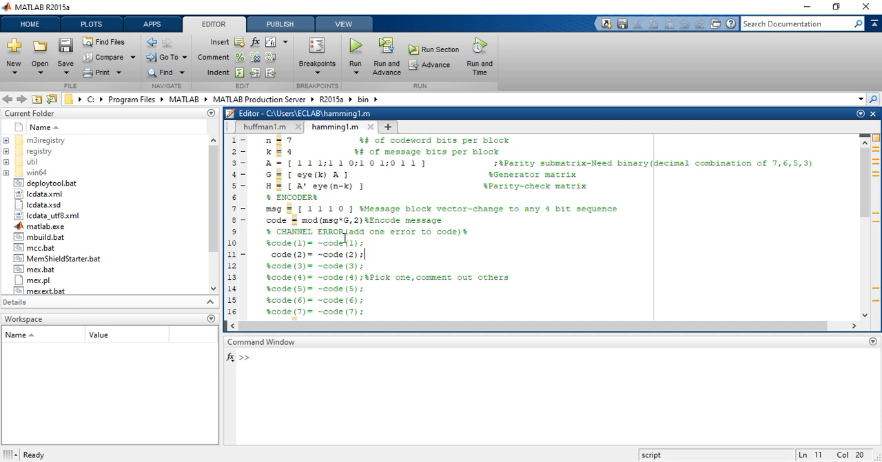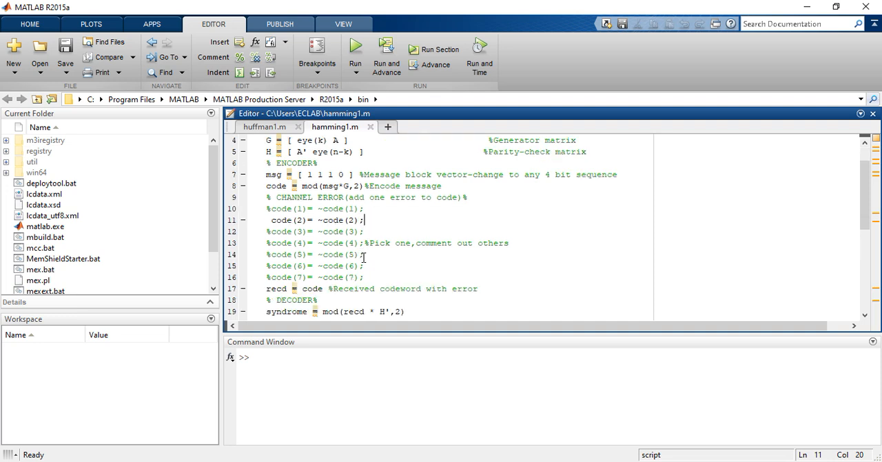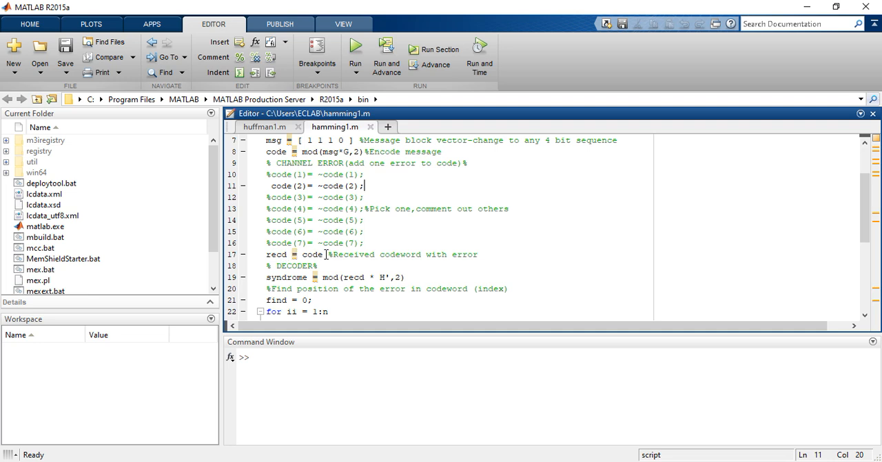Now the channel error: add one error to the code. I will add one error at the second bit of the code. The obtained code is 7 bits in size. So the second bit, suppose it is 1, I will change it to 0, or if it is 0, I will change it to 1. So it is an inverted bit at position 2. I will introduce an error at the second bit. Whatever the received bits are, that code word with error will be the received data.